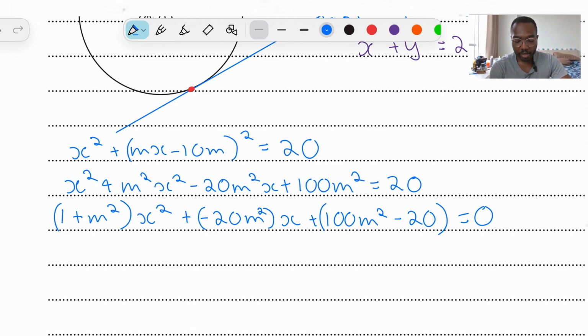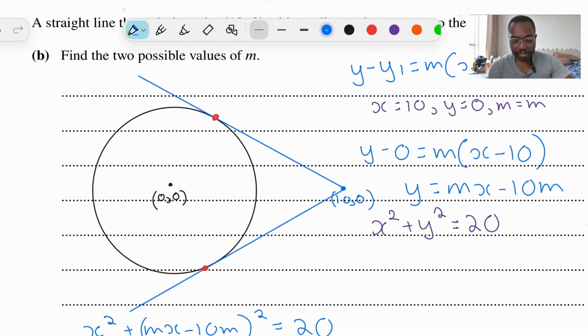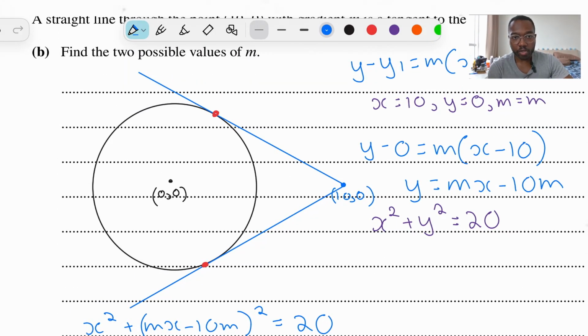And why have I done that? Because now we have it in the form of a quadratic equation. So why is that important? Because if we go back to this graph here, okay, well, what do we know about these two values here? Well, we know that it doesn't matter what tangent is the correct m value, okay? It's only going to intersect the circle at one point. Only ever at one point.